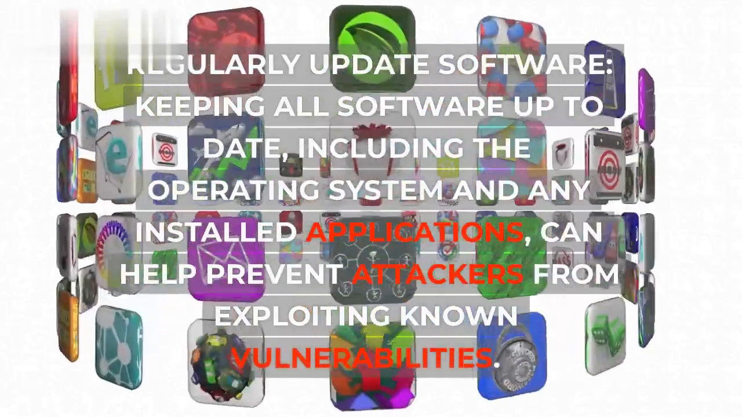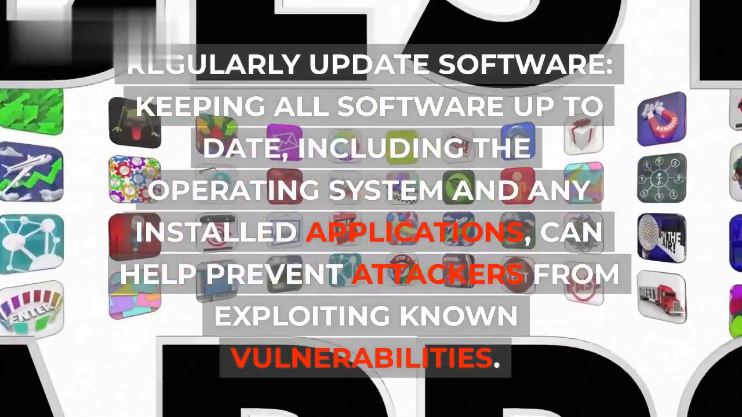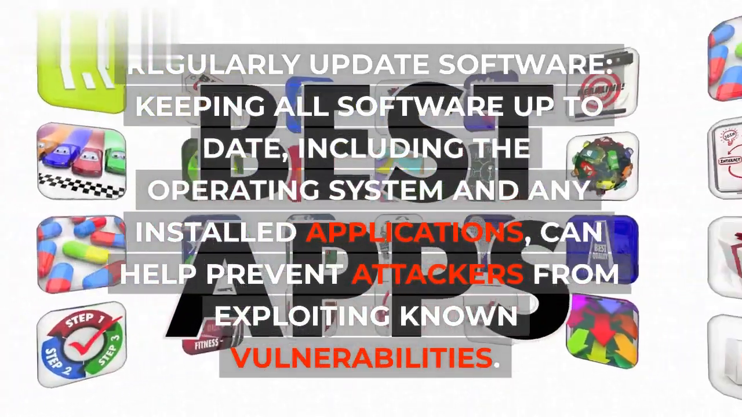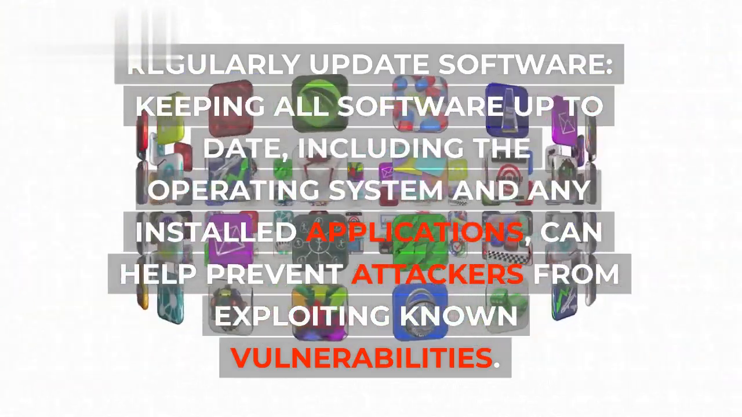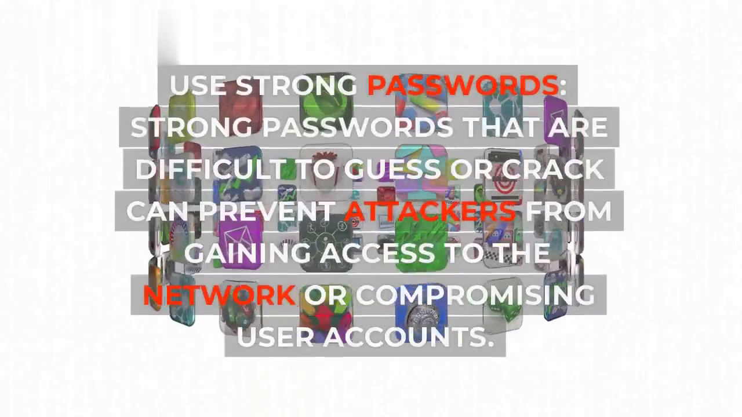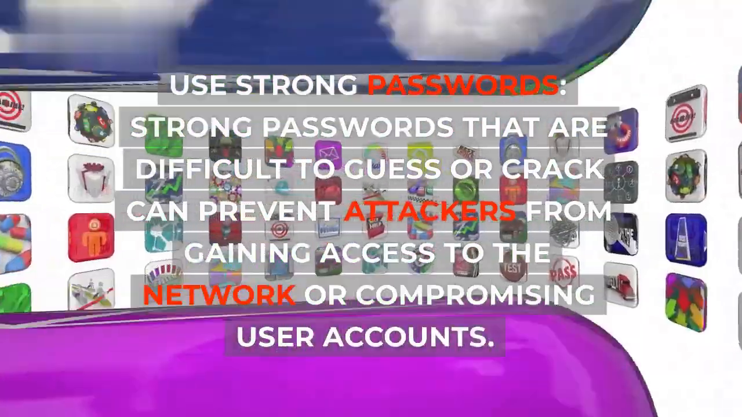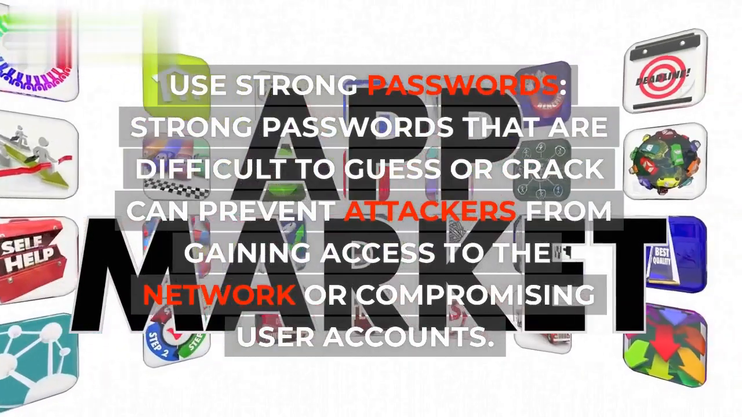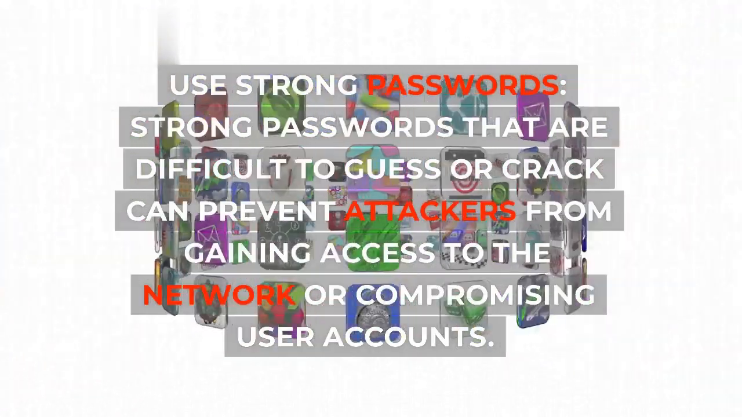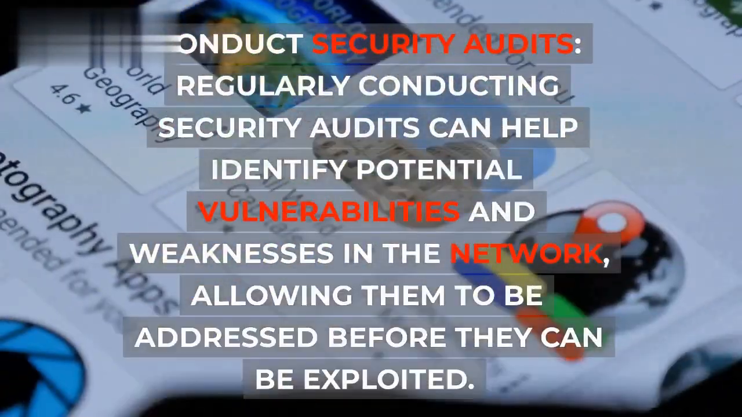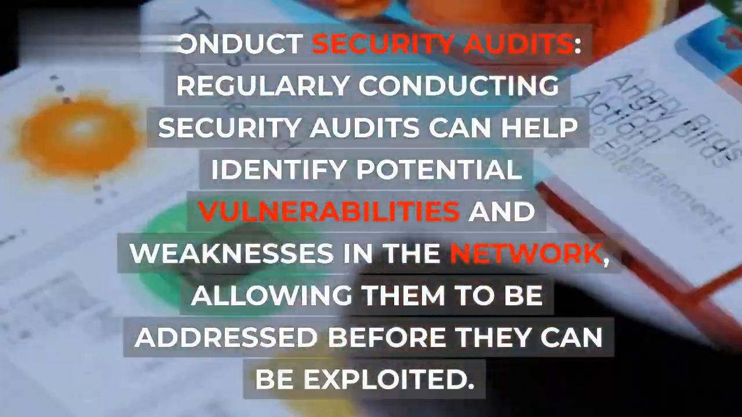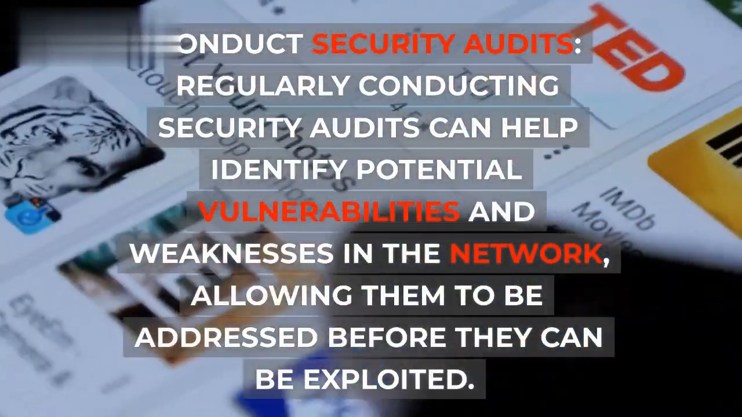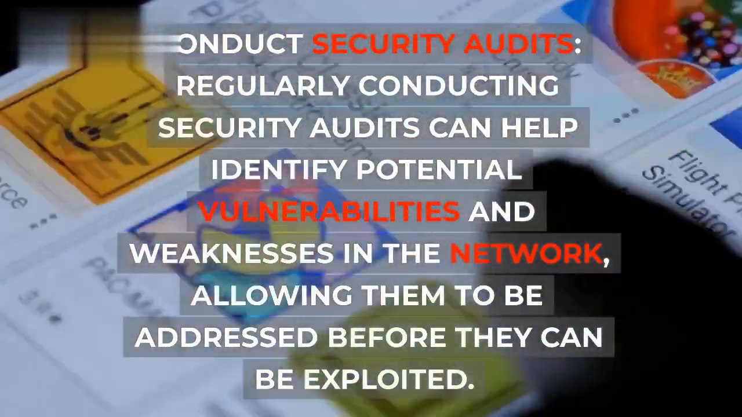Regularly update software. Keeping all software up to date, including the operating system and any installed applications, can help prevent attackers from exploiting known vulnerabilities. Use strong passwords. Strong passwords that are difficult to guess or crack can prevent attackers from gaining access to the network or compromising user accounts. Conduct security audits. Regularly conducting security audits can help identify potential vulnerabilities and weaknesses in the network, allowing them to be addressed before they can be exploited.